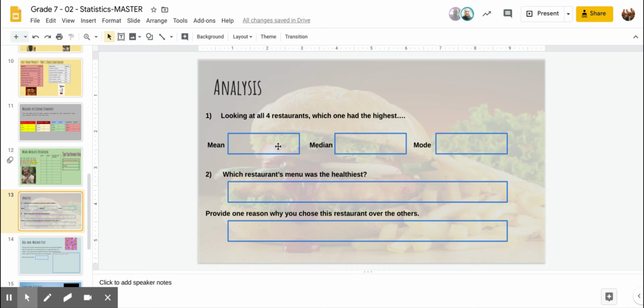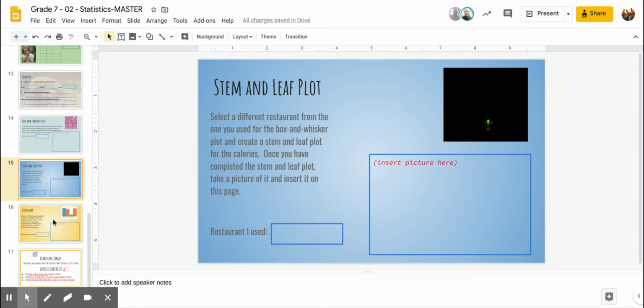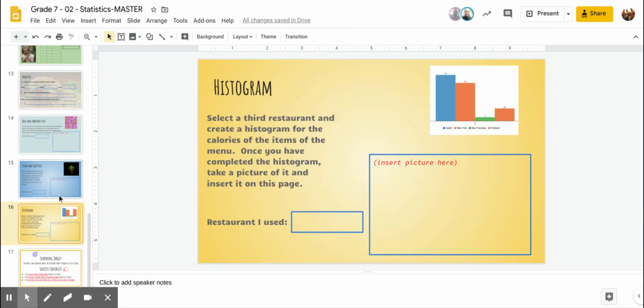Analysis, this is self-explanatory. Type your answers in these boxes right here. Okay, make sure you answer the questions for each, and same thing for these two. And lastly, when you get to the last 3 pages of work, create a box and whisker plot, a stem and leaf plot, and a histogram. Make sure you follow instructions. They're written on each page.